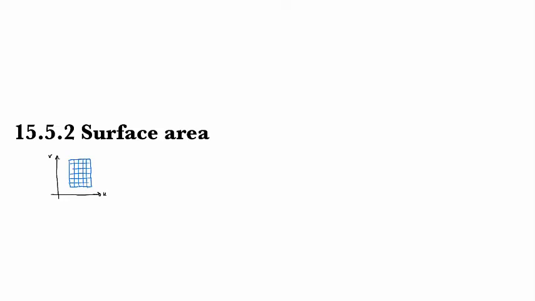Okay, so we've got this, and this is going to be our domain D, and then we're going to have our parameterization, which we'll again call R, which, by the way, is the dumbest letter ever for this.